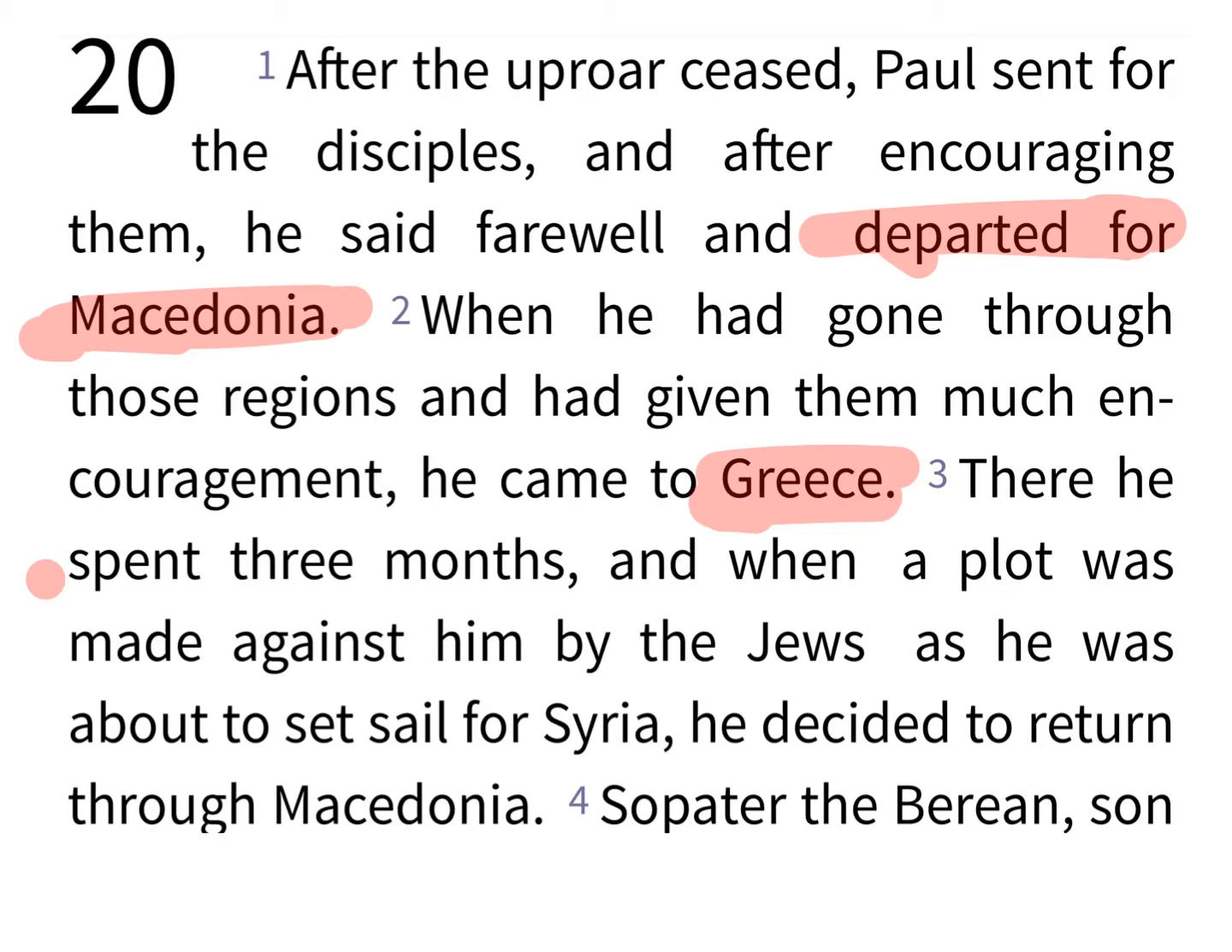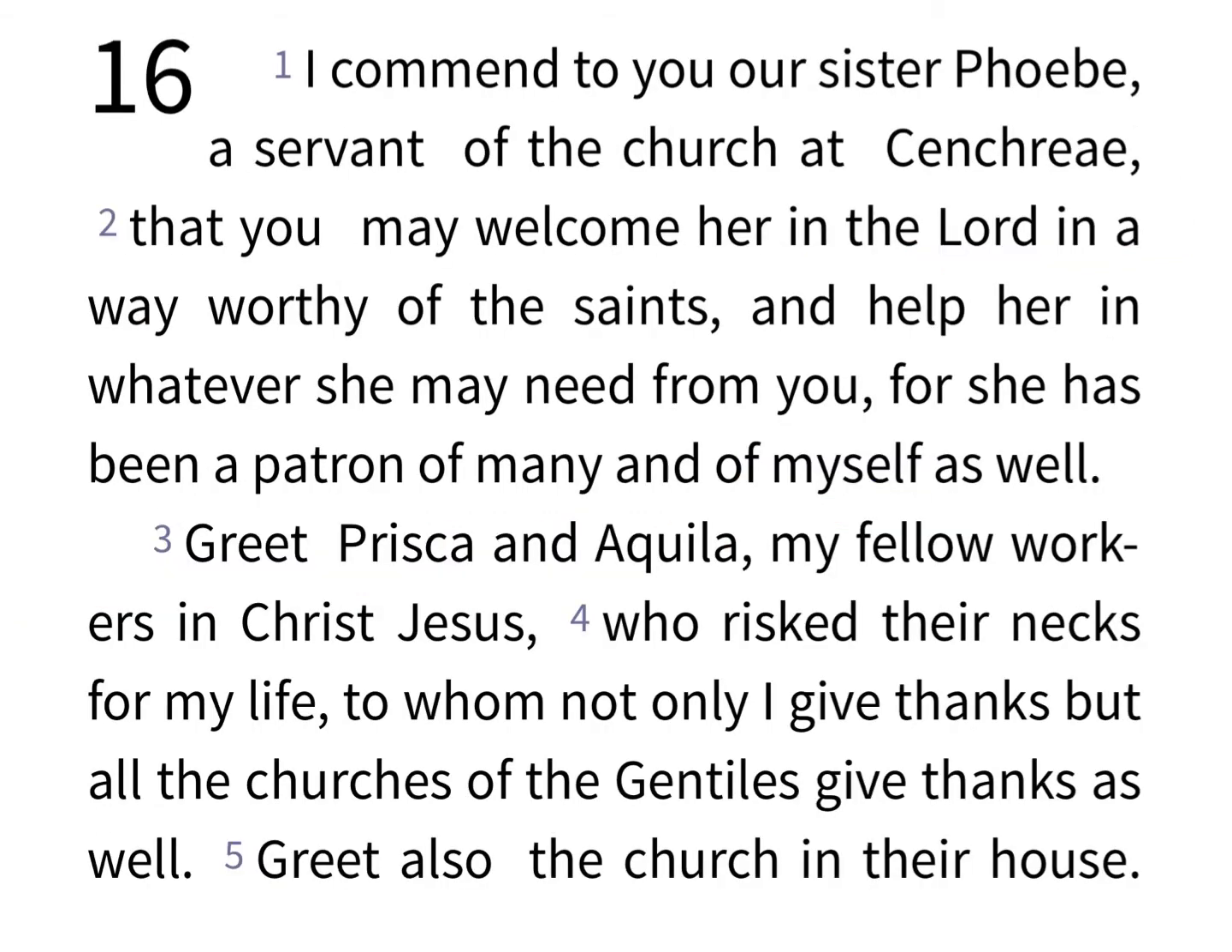And so we can be almost certain that it was in those 3 months that Paul wrote this letter to the church at Rome. And here's why we say we can be sure he was in Corinth. At the very end of Romans in chapter 16, and there are some who think this was added to the letter later, we'll talk about that when we get to Romans chapter 16.